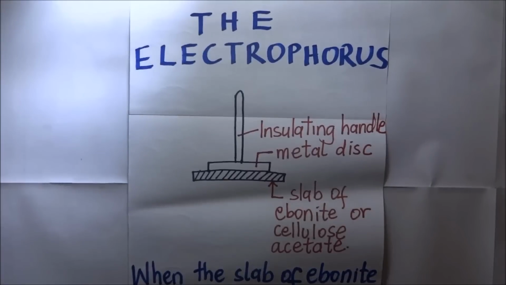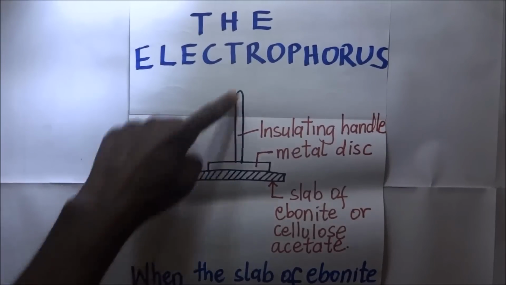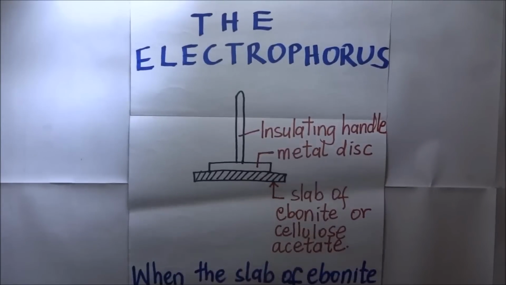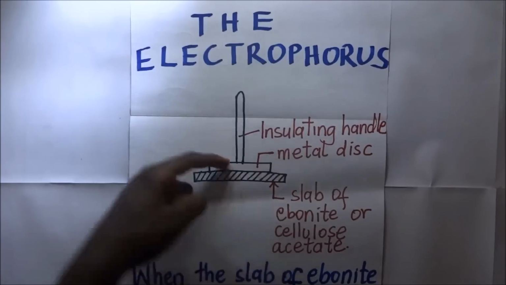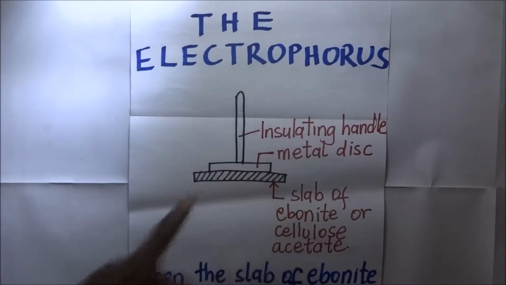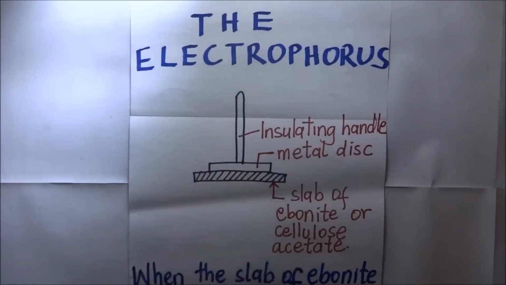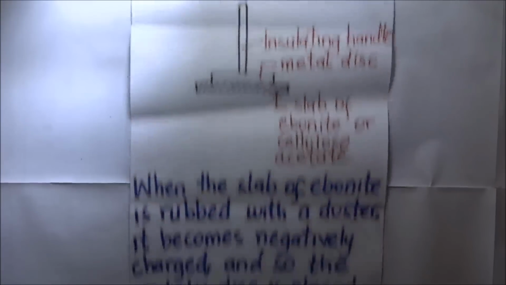So looking at this electrophorus with an insulating handle and a metal disc, we also have a slab of ebonite or cellulose acetate. If we rub a slab of ebonite with a duster, it will become negatively charged, and if we place this metal disc on top of that slab, then the charge that is on that slab will be picked up by that metal disc, and then we shall remove that metal disc with that charge, whether positive or negative, and we will be able to use it later.